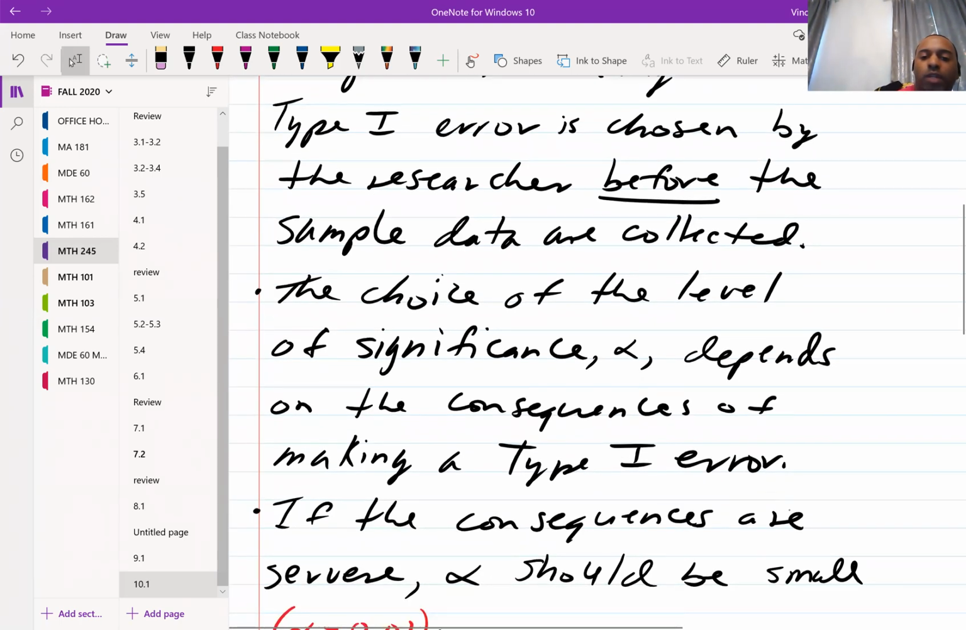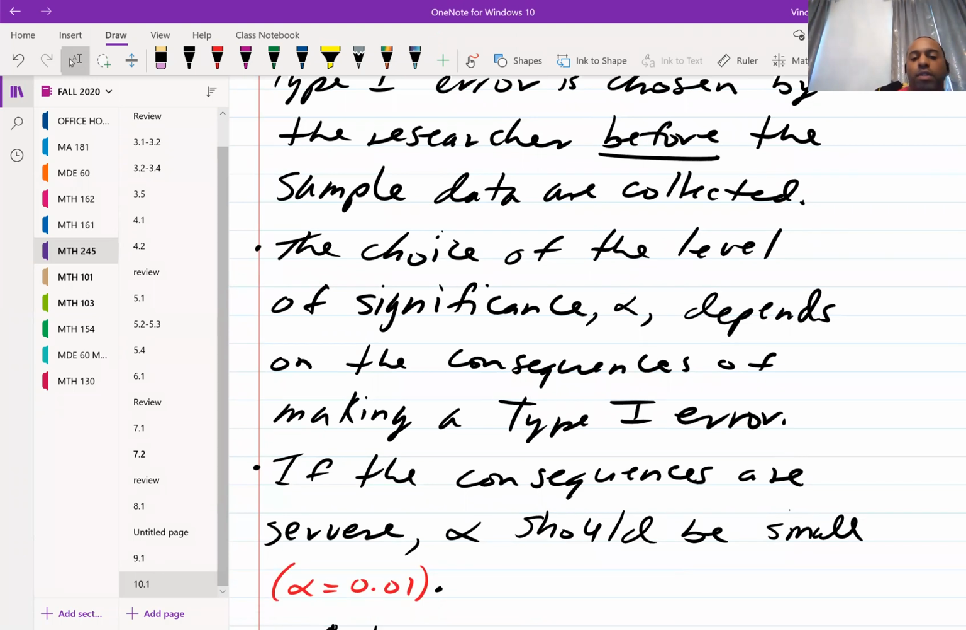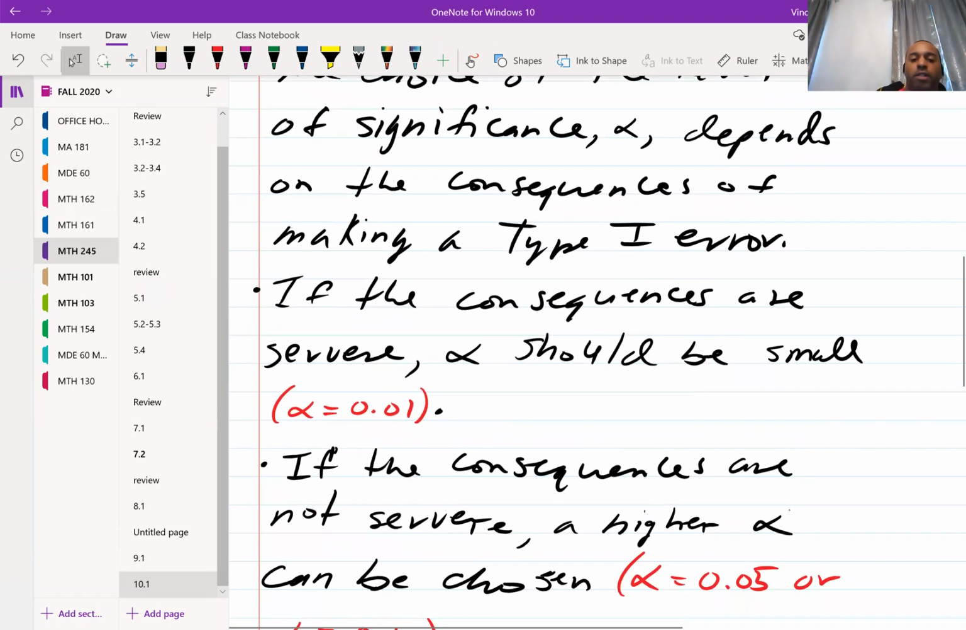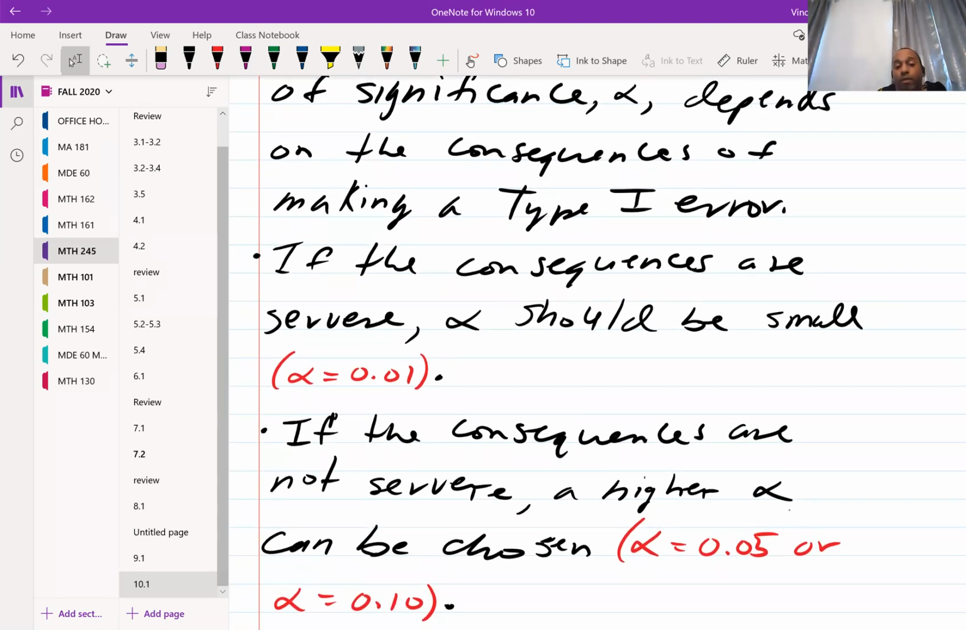All right, so if the consequences are severe, alpha should be small. Example of that is alpha equal to 0.01. If the consequences are not severe, alpha can be higher, 0.05 or 0.10.